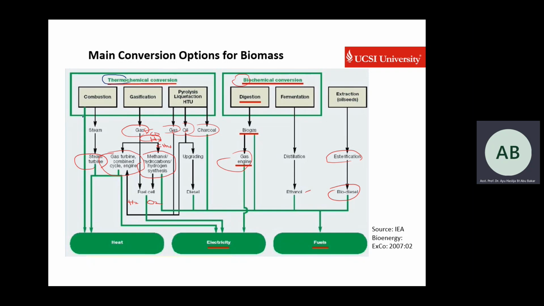Then from this combustion, you can generate steam, superheated steam, where the steam can be used to supply to the turbine. So from combustion here, the main energy produced is the heat. Directly from combustion is the heat, but when you use the steam to the turbine, it can generate heat and also the electricity.